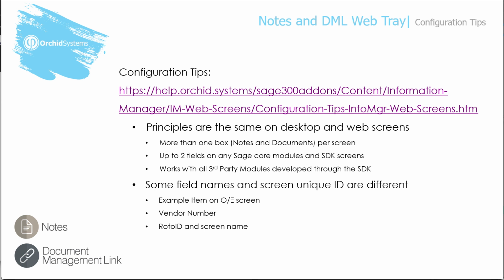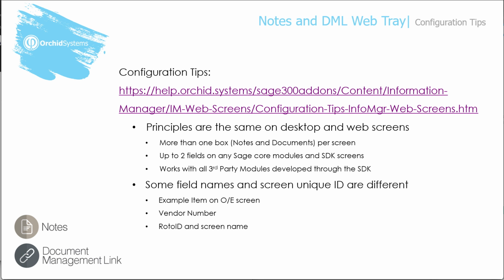Notes and Document Management Link rely on the field labels to display or not display the records. On the desktop screens and the web screens, in some cases the field names are different. So if you're using both, you may need two configuration rows. We'll look at some examples of that.